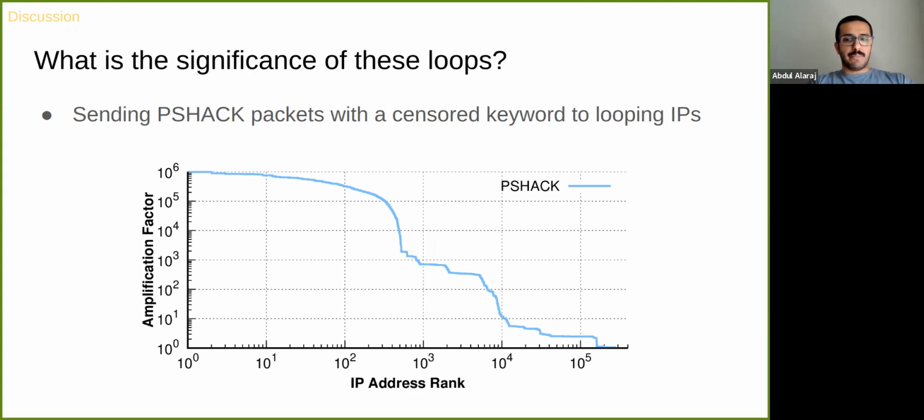So we ran an experiment where we send a single PSH+ACK packet with a GET request containing a sensitive keyword to the looping IPs in our data set. We were able to elicit a huge amplification factor up to 1.4 million X. And we can see from this IP rank plot that over 6,000 IPs have an amplification factor greater than or equal to 100. And these IPs are in 119 different ASes and in 13 different countries, making them an attractive target for an attacker given the diversity of these networks and bandwidths.